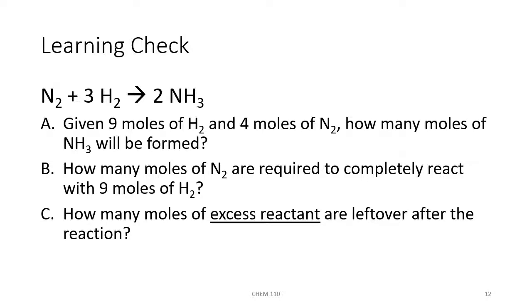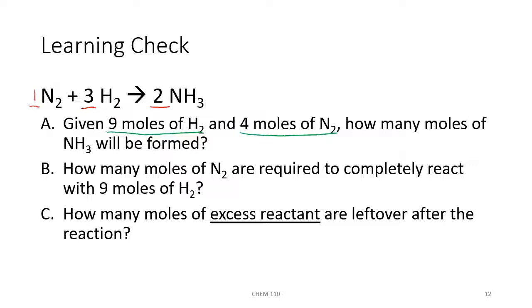So now let's expand upon our last example with ammonia synthesis and put some numbers to it. We still have the same balanced chemical equation where 1 mole of nitrogen reacts with 3 moles of hydrogen to form 2 moles of ammonia. We're going to answer the following questions on 3 separate slides. A, given 9 moles of hydrogen and 4 moles of nitrogen, how many moles of ammonia can actually be formed? Now notice this is different from our previous examples because we're being told the amounts of 2 things. We're being told the amount of hydrogen and the amount of nitrogen.